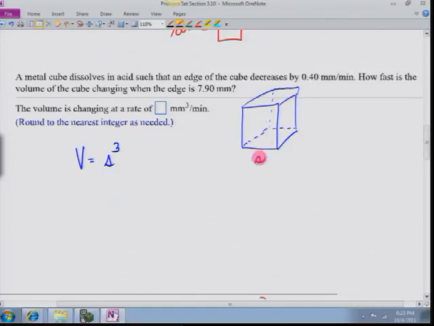All right, and so we're saying this edge decreases by this amount. So what is this 0.40? Could we call it ds/dt? If this is S and it's changing, it's decreasing at a certain rate, would that be fair to call it ds/dt?